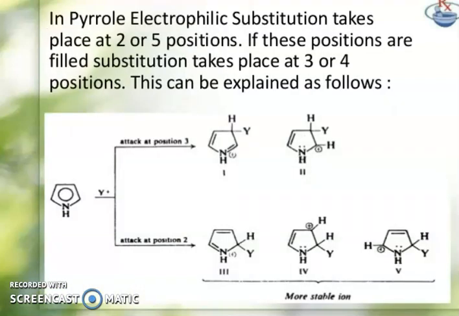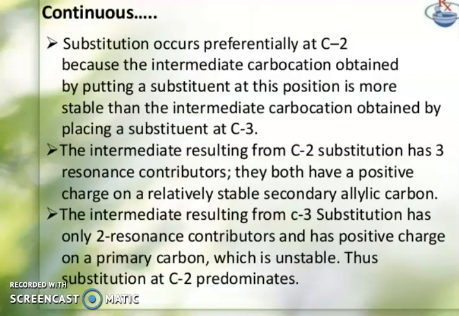So in pyrrole, electrophilic substitution takes place at the 2 or 5 position. If these positions are filled, substitution takes place at the 3 and 4 positions. And this can be explained as follows. You can see the attack at position 3 and attack at position 2, one more stable and the other less stable. Substitution occurs preferentially at carbon 2 because the intermediate carbocation obtained by putting a substituent at this position is more stable than the intermediate carbocation obtained by placing a substituent at carbon 3.